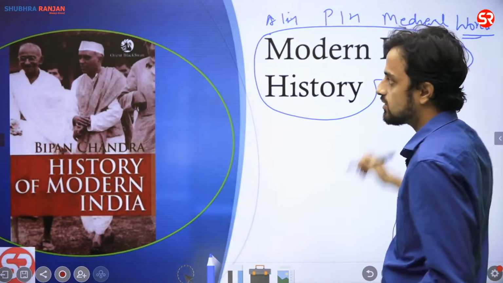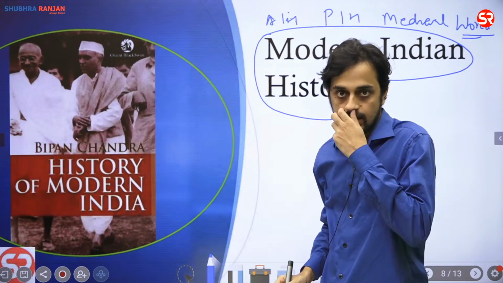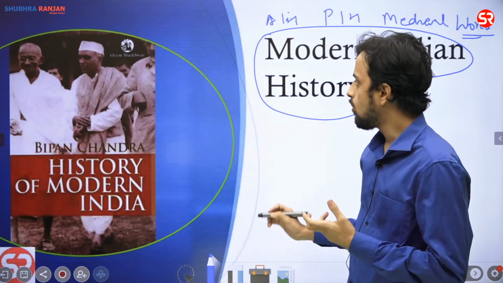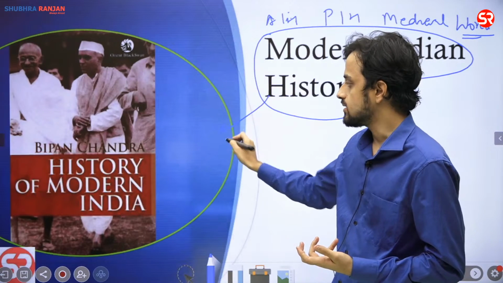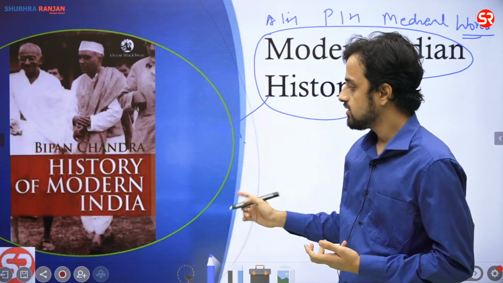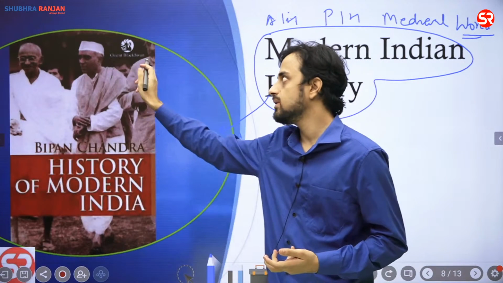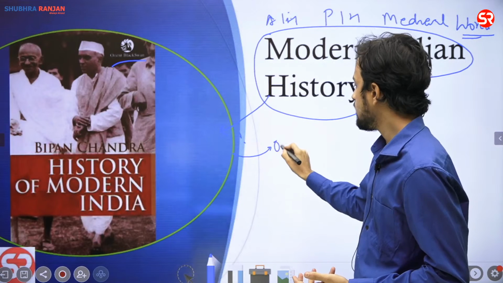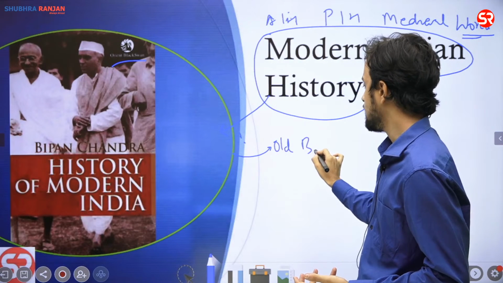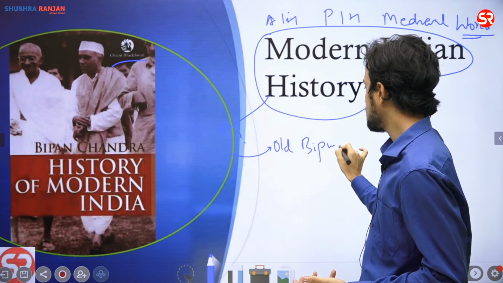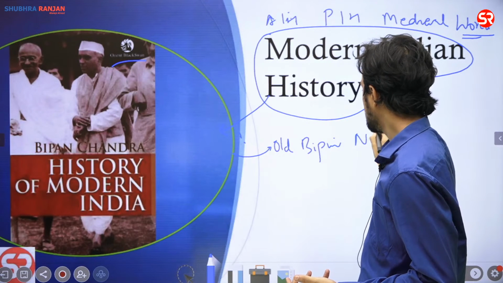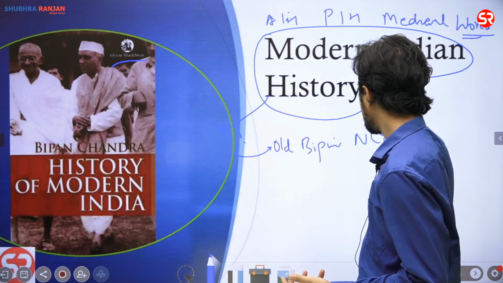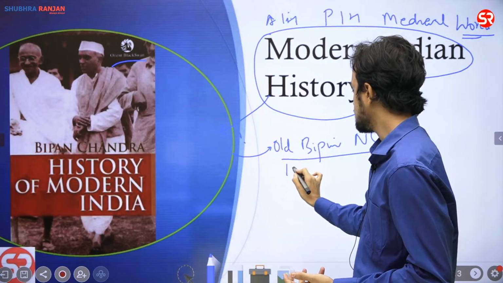One of the common things that you always ask is which book to read. Now, in that context, for modern Indian history, the book to read is Bipin Chandra, History of Modern India by Orient Black Swan publication. This is the book to read, which is also equivalent to the old Bipin Chandra NCERT. So I'm clearly clarifying here that the book to read is the old Bipin Chandra NCERT for the 12th class.